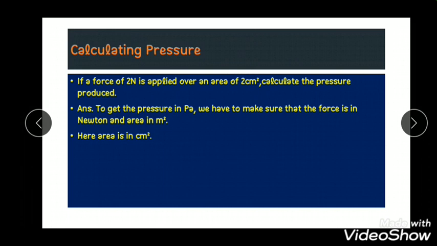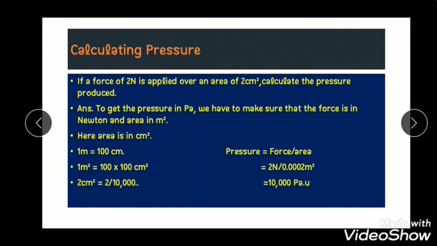Area is in centimeter square, so we have to convert it into meter square. 1 meter is 100 centimeter, so 1 meter square is 100 into 100 centimeter square. So what will be 1 centimeter square? 1 divided by 10,000. So 2 centimeter square is 2 divided by 10,000, that is 0.0002 meter square. Now we have converted the area into SI unit.